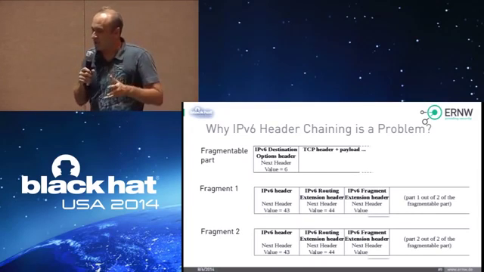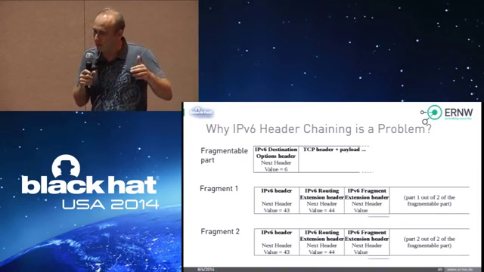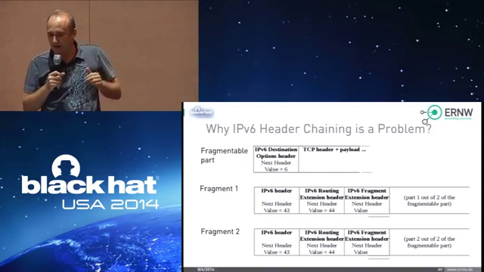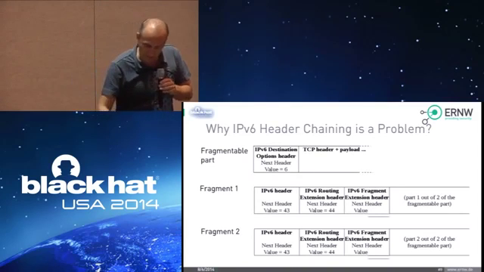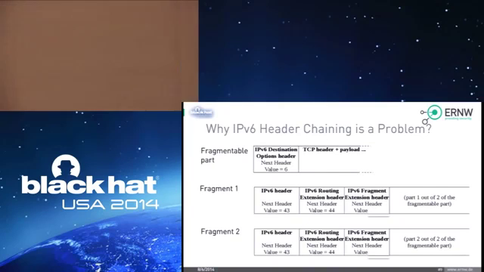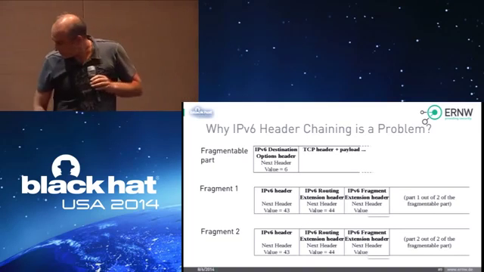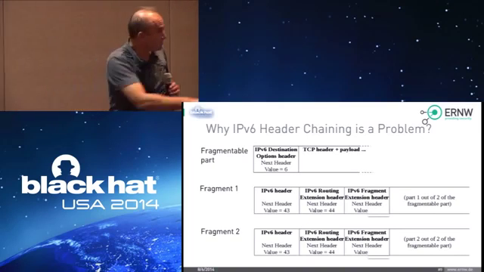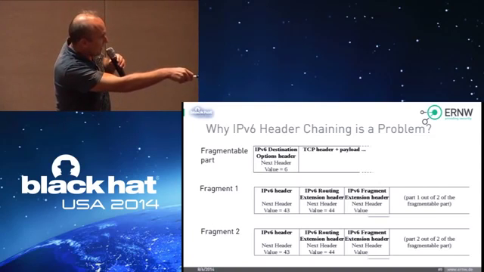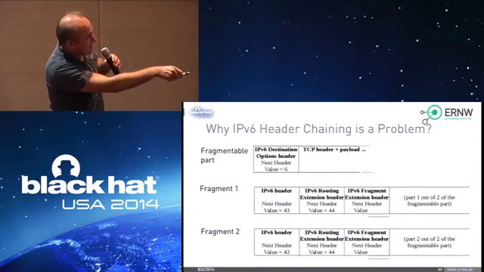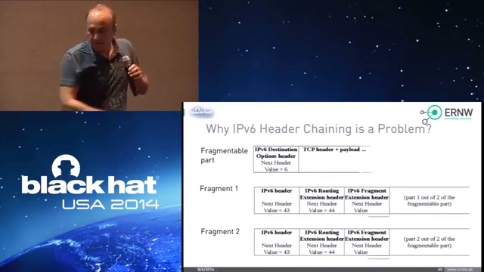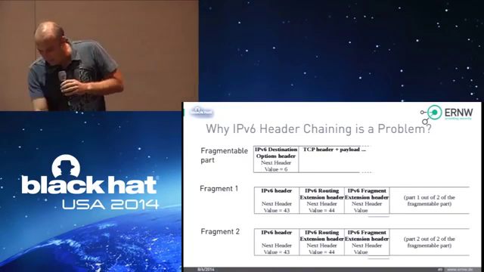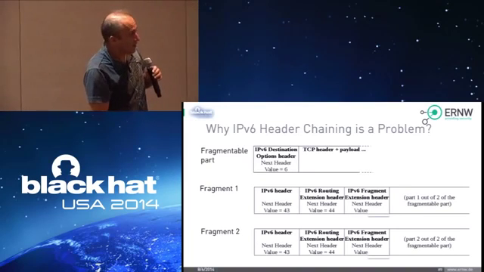If I'm going to ask you, for example, the first fragment, what is going to be the next header value of the IPv6 fragment header? This one over here. Taking into account that the value of the destination options header is 60, I suppose that we are going to answer that this value will be 60.